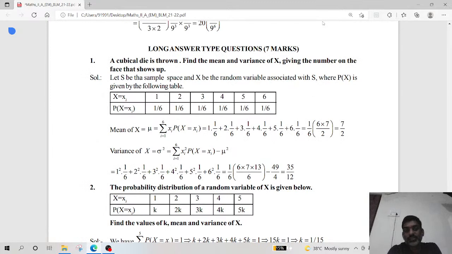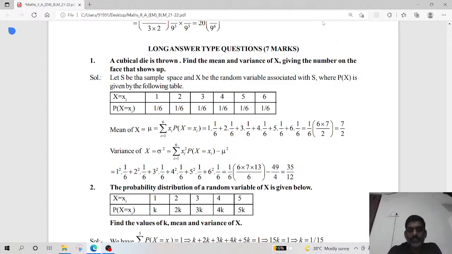A cubical die is thrown. Find the mean and variance of x, giving the number on the face that shows up. Let S be the sample space and x be a random variable associated with S, where P of x is given by the following table. X is equal to xi. If x is equal to 1, we get 1 over 6, then 2, 1 over 6, for 3 also 1 over 6, for 4 also 1 over 6, up to 6 it is 1 over 6 only.